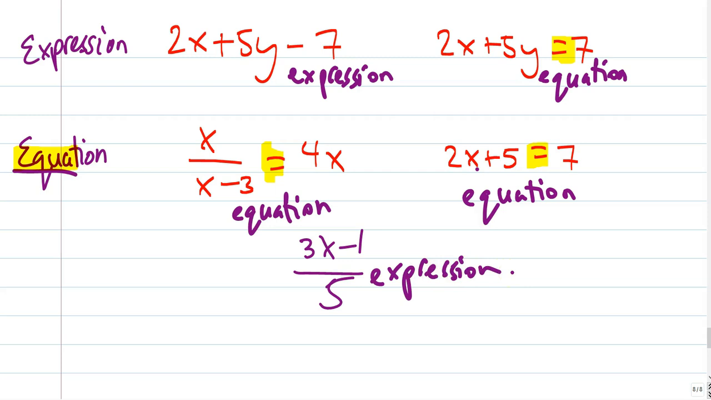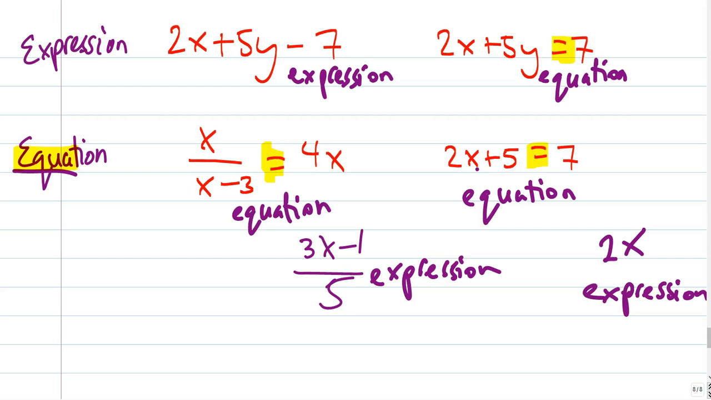Why does this matter? Well, anytime I have an equation, I'm going to be able to solve for something, for x, for y, for some variable. When I have an expression, if I say 2x, which is an expression, I can't solve that. I don't know what x is. There's no equal sign to try to solve it. All I can do is evaluate.